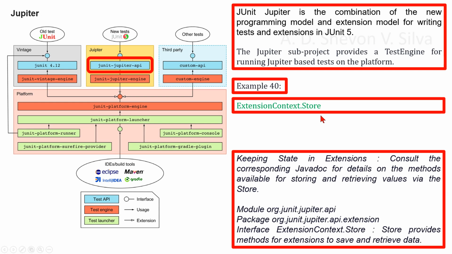It is important to remember that values stored in an ExtensionContext during test execution will not be available in the surrounding ExtensionContext. Since the ExtensionContext may be nested, the scope of an inner context may also be limited. Consult the corresponding Javadoc for details on the methods available for storing and retrieving values via the store.